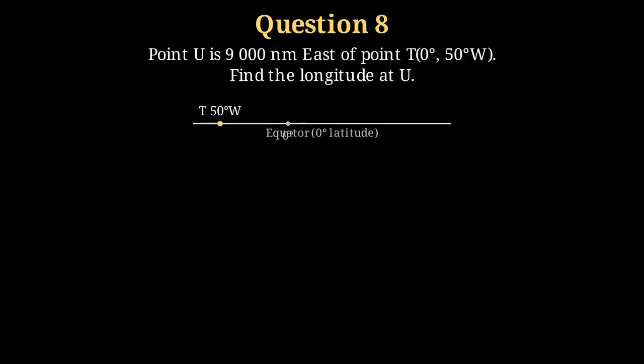Point T sits on the equator at longitude 50 degrees west. Point U is 9,000 nautical miles due east of T, and we want its longitude. Because both points are on the equator, we can measure this whole journey along the equator itself.